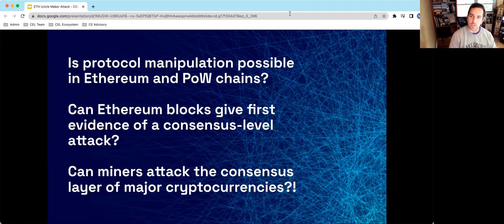But in proof of work, there were a lot of complexities within the chain and within the consensus mechanism. One of the common misconceptions is, can protocol manipulation happen in Ethereum proof of work? A lot of people in the research community said no, there are no attack vectors that could be possible at the consensus mechanism level. Another question was, can Ethereum blocks actually give evidence of consensus level attacks? Supposedly this can't happen. And can miners attack the consensus layer of major cryptocurrencies like Ethereum and other proof of work chains? They use things like timestamps and block rewards, et cetera. Well, this team at Hebrew University of Jerusalem went to find out.